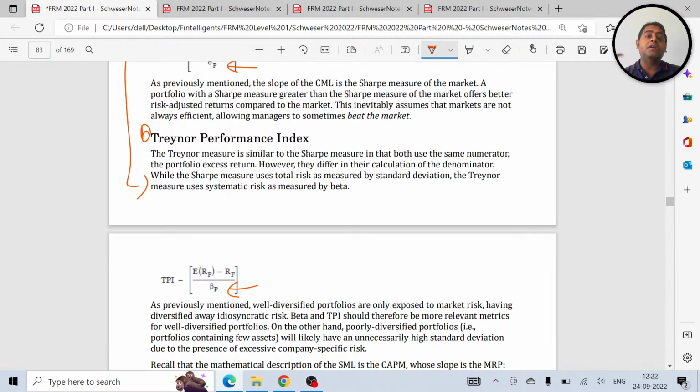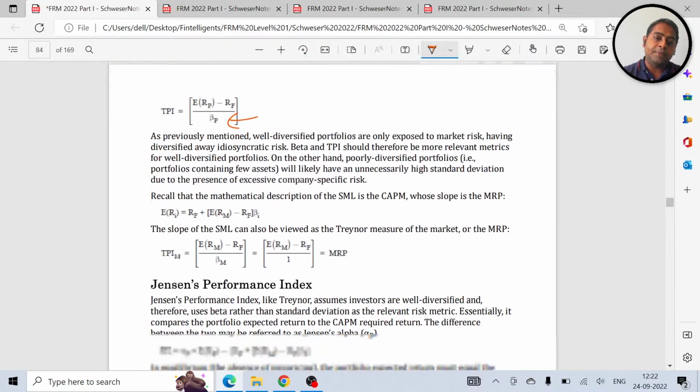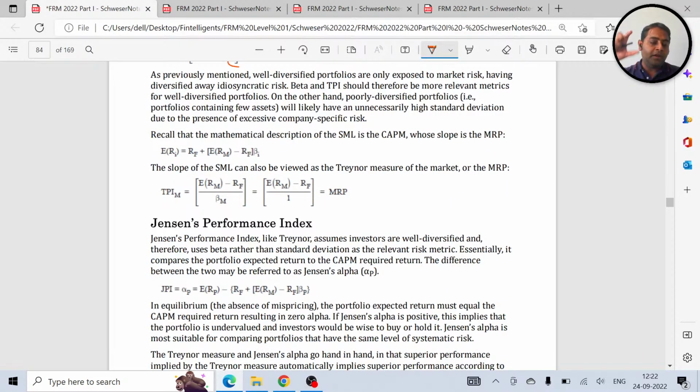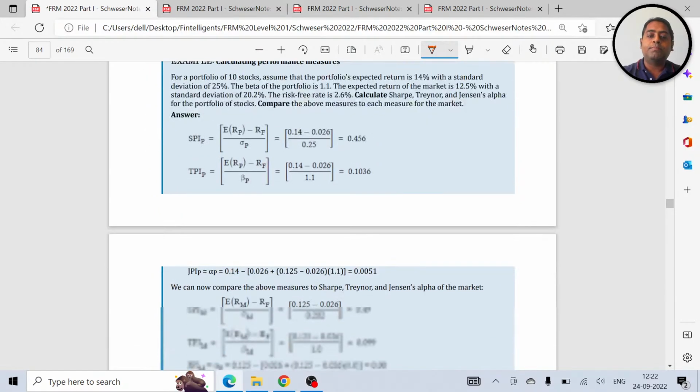So those kind of theoretical questions you can expect rather than calculation based questions. Because calculation based questions are going to be very easy. So read both Sharpe and Treynor from the concept perspective. Jensen's alpha, not so important.